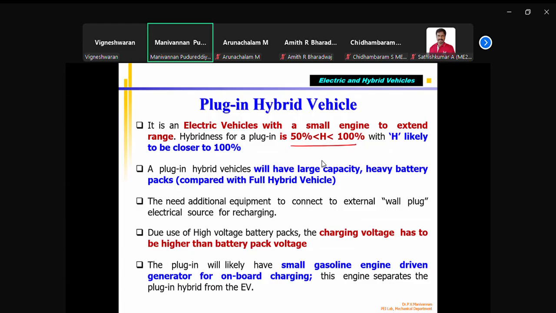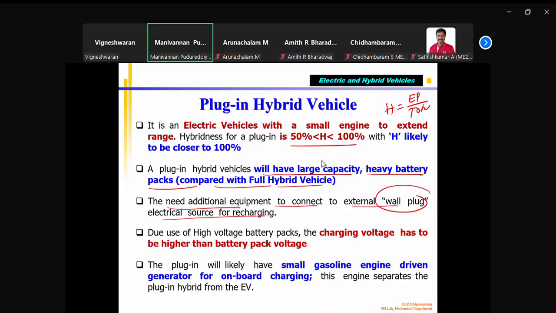That is hybrid. Also we know that H means electric power divided by total power. So generally it varies. A plug-in hybrid will have a large capacity, heavy battery compared to this one. Nowadays, in the modern hybrid vehicle, the electric motor power capacity is very high compared to the IC engine. Most of them can be up to 50-50 also. Compared to a full hybrid vehicle, there is no additional equipment to connect to the external wall plug for electrical power. The plug-in hybrid needs a wall plug to charge the battery.